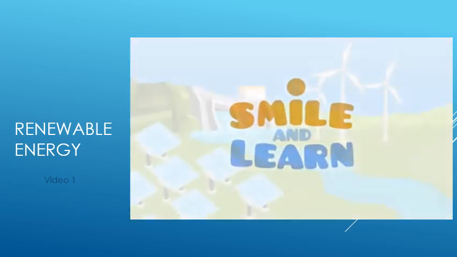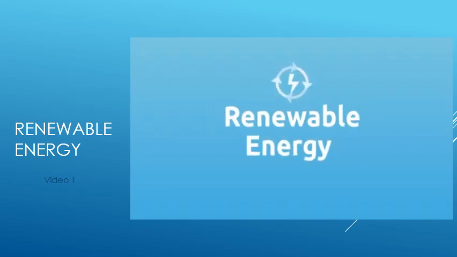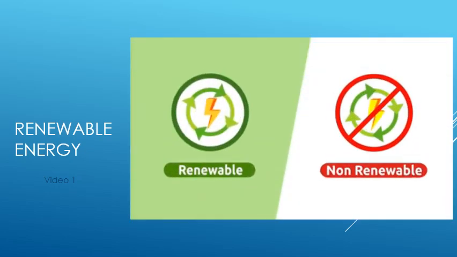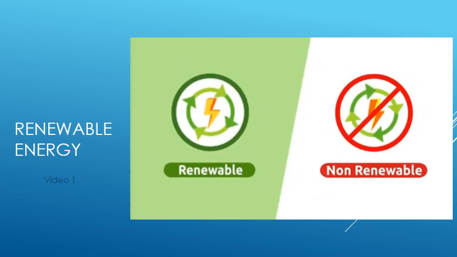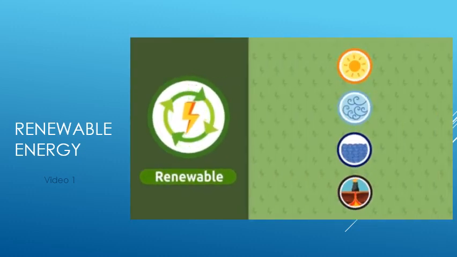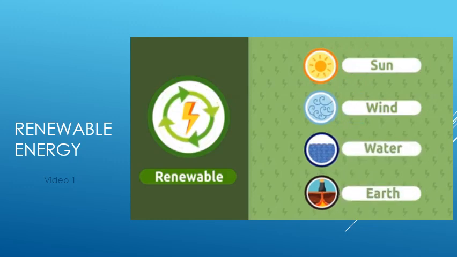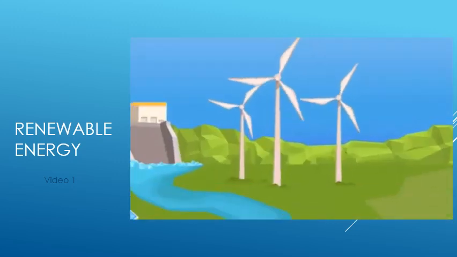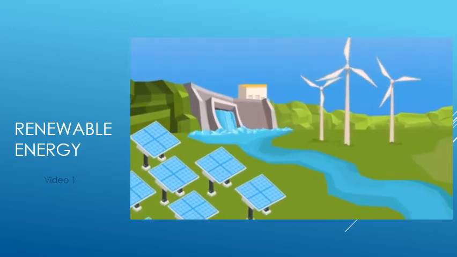Smile and learn. Renewable energy. We obtain energy from two different sources, renewable energy sources and non-renewable energy sources. Today we're going to learn about renewable energy sources. Renewable energy refers to all those limitless energy sources present in nature. The sun, the wind, the force of water, or the inner heat of the earth are examples of renewable energy sources. These energy sources are present in nature and are naturally replenished. That's why they never run out.